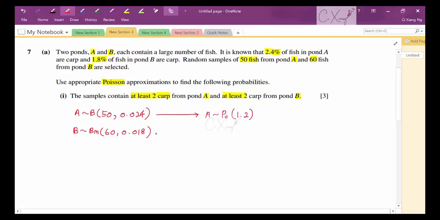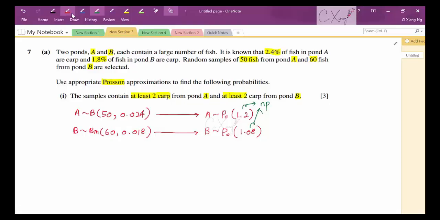Same thing for B. I have B here, Poisson. The parameter inside the Poisson should be the mean, which is 60 multiplied by 0.018, and I get 1.08 for pond B. For your information, to get this value, it should be n times p. Same thing for this one.